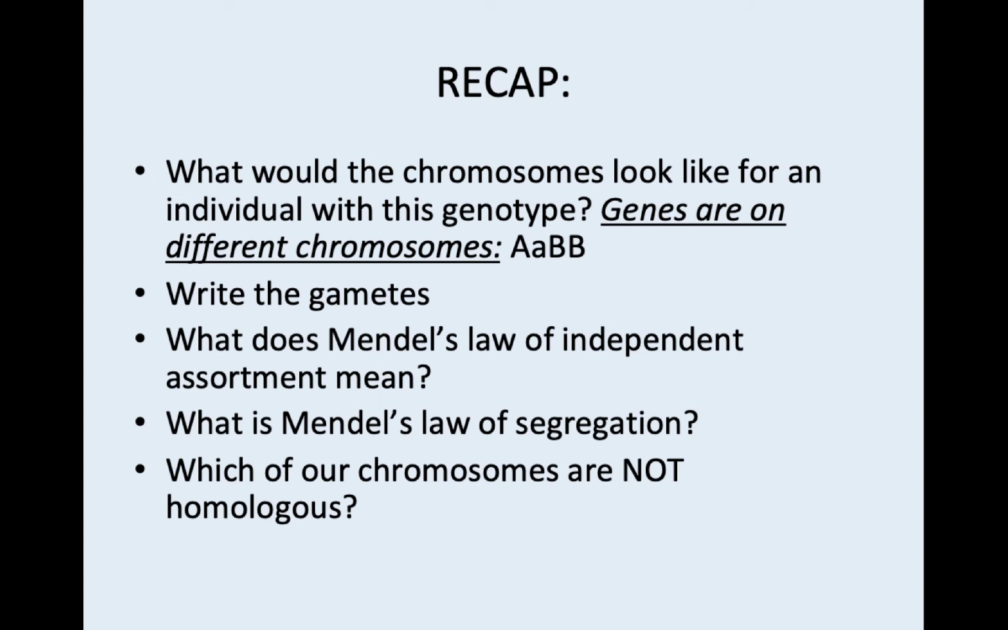Try and recap on Mendel's law of independent assortment. What is that? And Mendel's law of segregation. And then remember, you've got 23 pairs of chromosomes. Not all of them are homologous. Which ones are not homologous? So pause the video, see if you can do this.